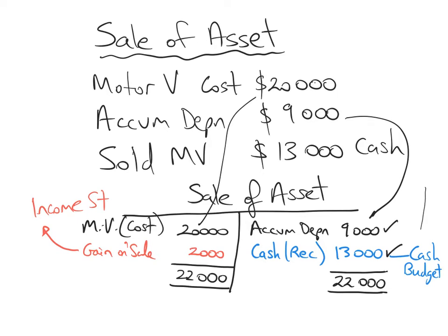Of course, there could be a second scenario, and the second scenario could be that we might have made a loss on sale of that asset. So what would have happened if we made a loss on the sale? Well, let's just change this for a second. Let's say that instead of selling it for $13,000 cash, we only sold it for $10,000 cash. All right, so if we sold it for $10,000 cash, things will change slightly.